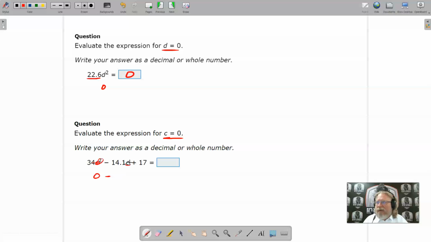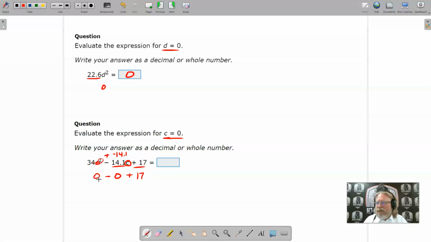And then if we plug in 0 right here and multiply it times the negative, well, I say negative because if we change that to plus, then this would be negative 14.1. So either way, whether we look at this as minus positive 14.1 or plus a negative 14.1, it's still going to be, you guessed it, 0 because we multiplied it times 0. And then we bring down the plus 17. Well, now we got 17.